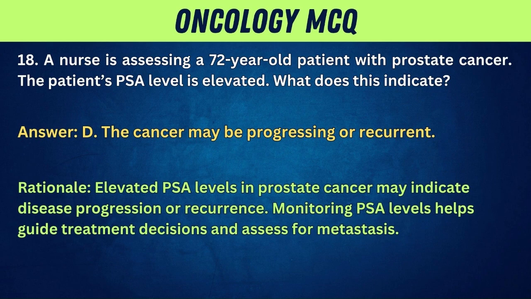Answer: D. The cancer may be progressing or recurrent. Rationale: elevated PSA levels in prostate cancer may indicate disease progression or recurrence. Monitoring PSA levels helps guide treatment decisions and assess for metastasis.